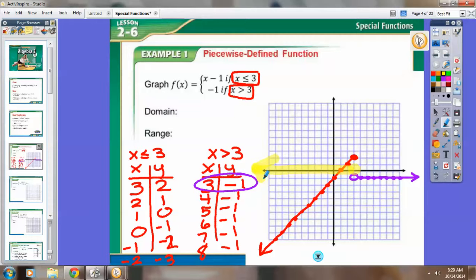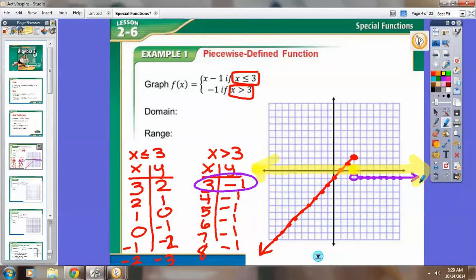Now let's look at the second piece of our piecewise, this purple piece. If I take it and I squish it up on the x-axis, I have an open circle here, but I already had a closed circle here, so the closed circle is going to trump it, it's going to remain a closed circle. Where are my domain values this time going? To the right, so I'm going to draw my arrow going to the right.